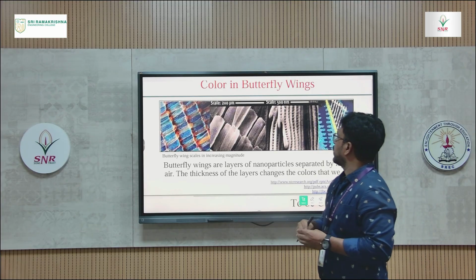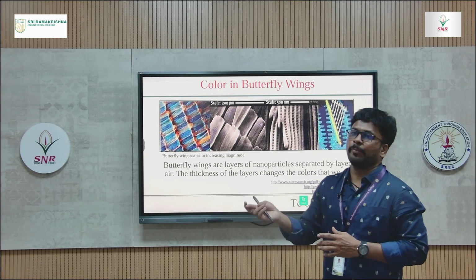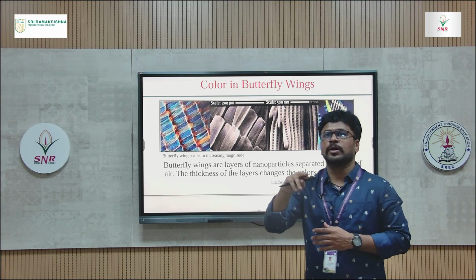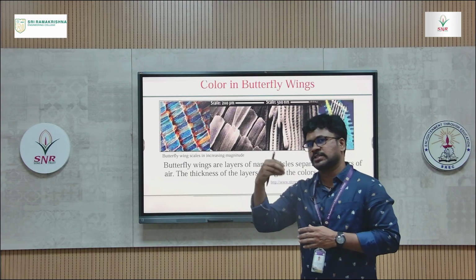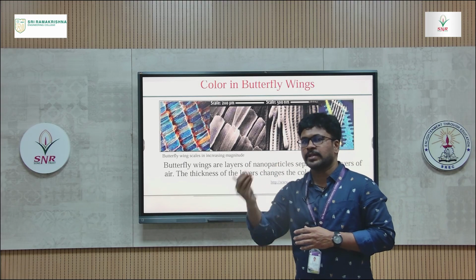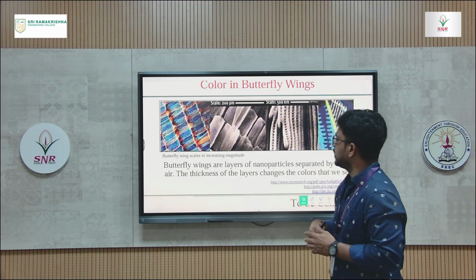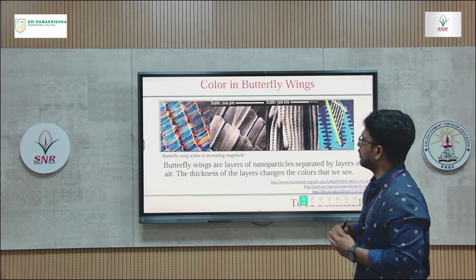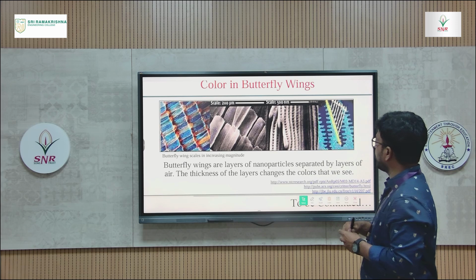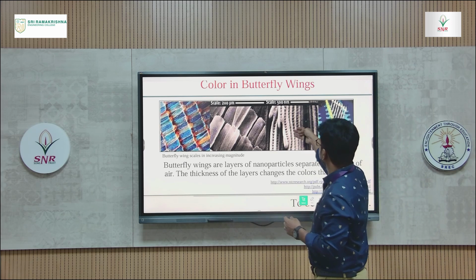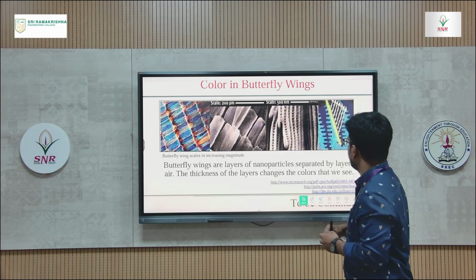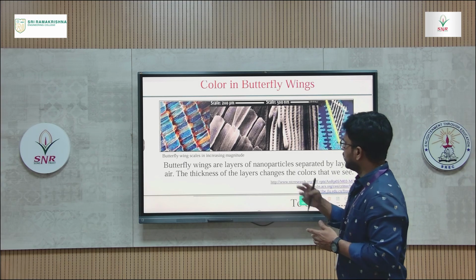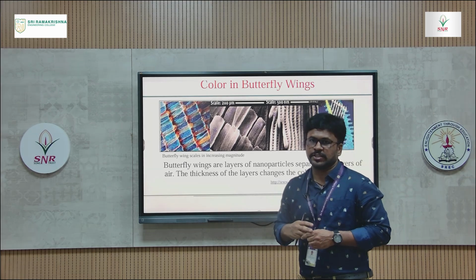And color in butterfly wings: the same is copied not only from peacock feathers, butterfly wings also have the same properties and the same look. We have also taken that advantage from butterfly wings, which have layers of nanoparticles. You can see these self-assembled wings here at nano scale, separated by layers and layers of air. The thickness of the layers changes the colors that we see.